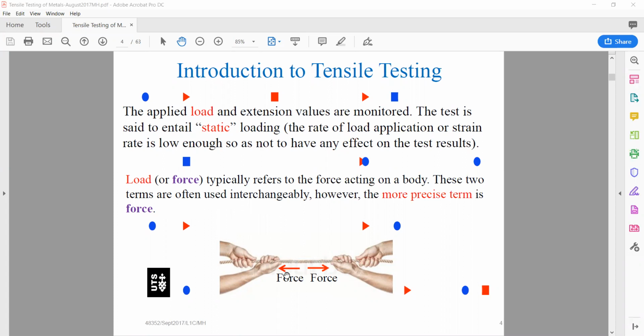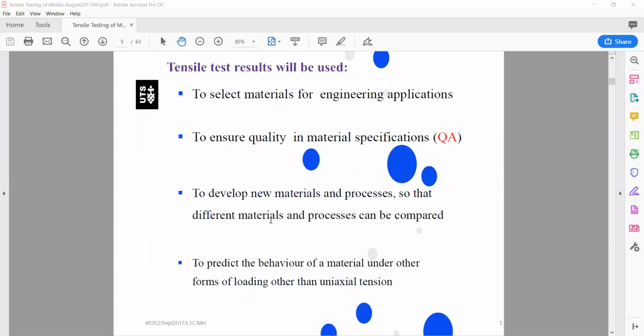Some people call it load and some people call it force, but force is basically the actual term, the force applied on the sample. Load can be a general term, like for instance, you can say load for a stress as well, or other types of load, but when you say force, it clearly tells. So the precise term is better: force.